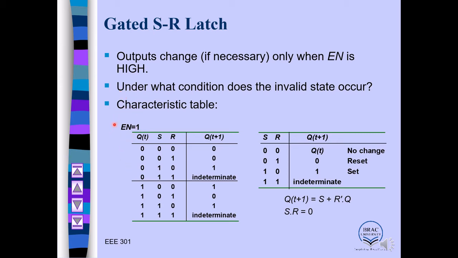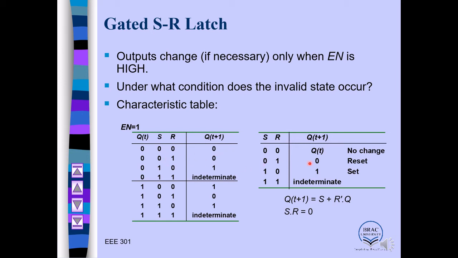So when your En is high, then the output will change. And we need to determine under what condition the invalid state occurs as well. If you look at the characteristics table here, it only changes state when En is 1. So En is 1, then Qt is your present state, Qt plus 1 is your next state, S and R is your input. If your initial S and R is 0, 0, there is no change. No change means the previous value. Your previous value is 0, so the next value is 0.